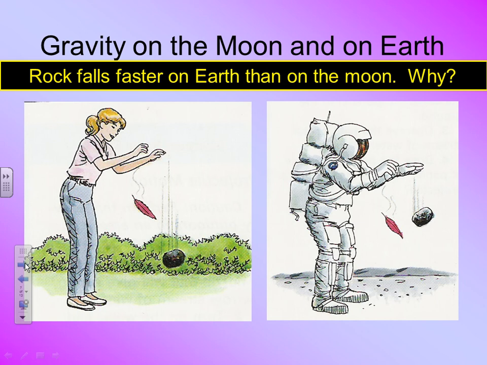But the moon has less mass than the Earth, right? Remember, gravity is a two-way street. You've got to have two objects in order to have gravity, right? They have to pull on each other. The rock is the same whether it's here or on the moon, but the moon has less mass than the Earth, so the rock experiences a greater force here on the Earth than it does here on the moon.